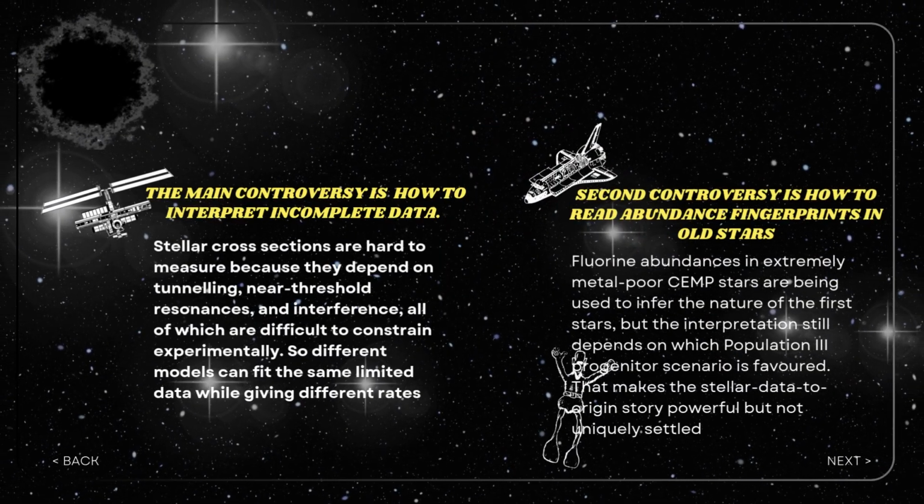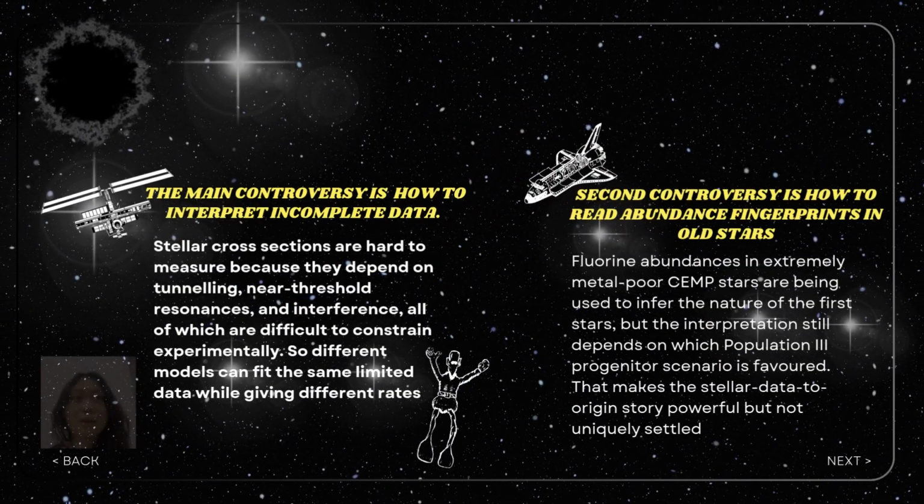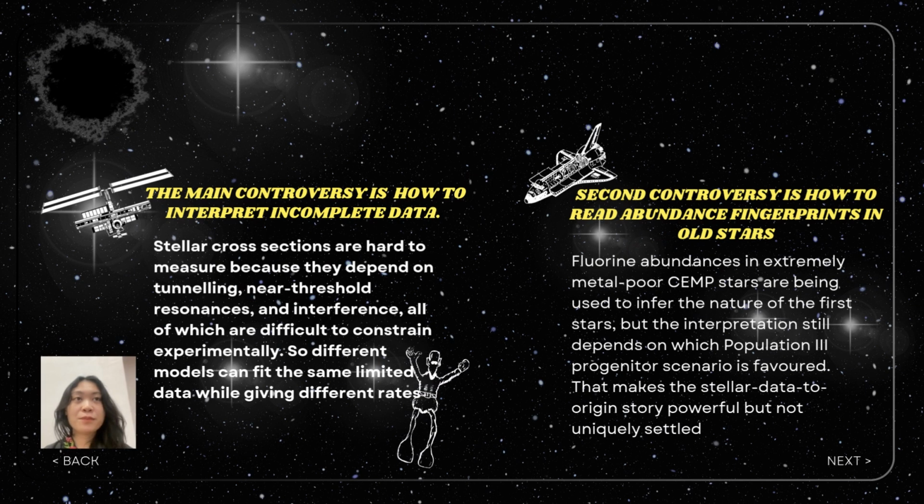The main controversy is not whether nuclear reactions matter, but how to interpret incomplete data. Stellar cross-sections are hard to measure because they depend on tunneling, near-threshold resonance, and interference, all of which are difficult to constrain experimentally. So different models can fit the same limited data while giving different rates.